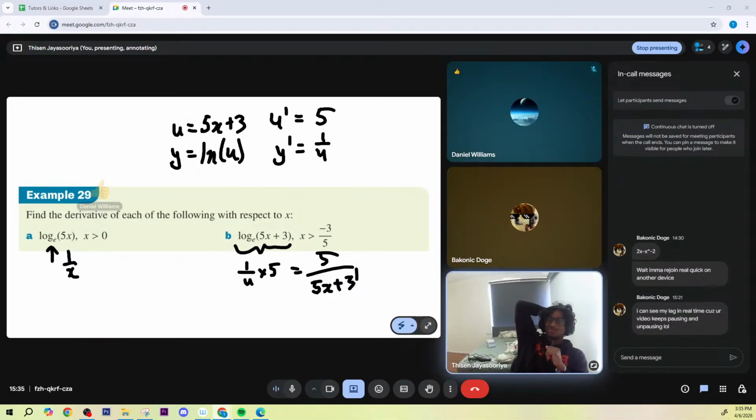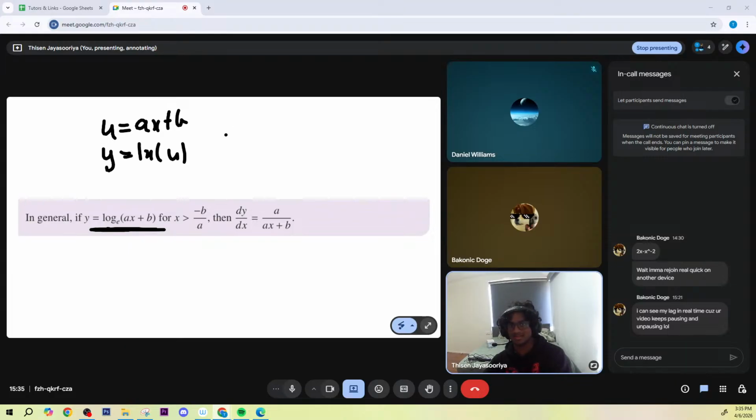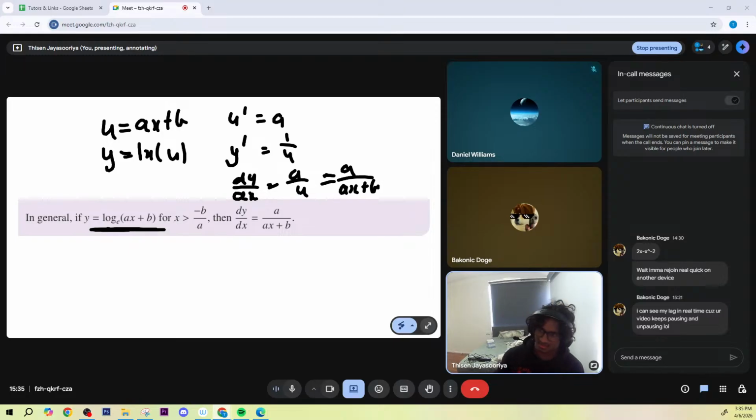Do you see how much the chain rule is just coming into everything? The chain rule is your gospel. You want to learn how to do it fast, or you either want to learn how to do it. Here, they give you this generalized formula, but you can derive that using the chain rule. Let u equal ax plus b, y equal ln of u, right? Here, u dash equals a. y dash equals 1 over u, right? Hence, dy on dx equals a over u, which is the same thing as a over ax plus b. Does that make sense?